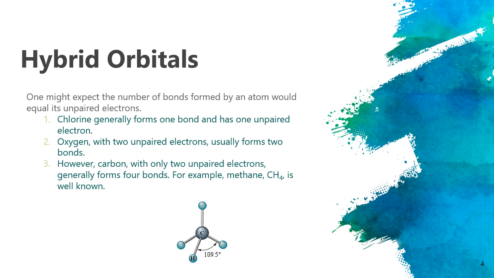We expect that the number of bonds formed by an atom depends on the number of unpaired electrons. For example, chlorine generally forms one bond and has one unpaired electron. Oxygen with two unpaired electrons usually forms two bonds. However, carbon with only two unpaired electrons generally forms four bonds. For example, methane, CH4, which is a well-known compound.